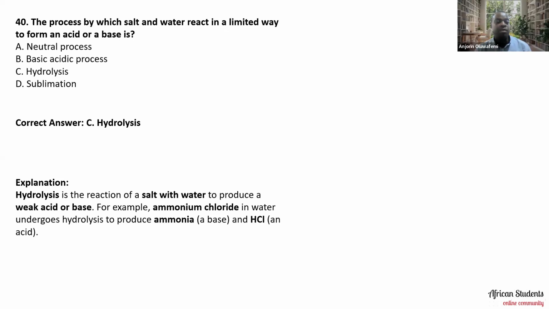The process by which salt and water react in a limited way to form an acid or a base is called a neutral process? Is it called a basic acidic process, or hydrolysis, or is it called sublimation? The answer is hydrolysis. Hydrolysis is the reaction of salt with water to produce a weak acid or base. For example, ammonium chloride in water undergoes hydrolysis to produce ammonia, which is a base, and HCl, which is an acid.